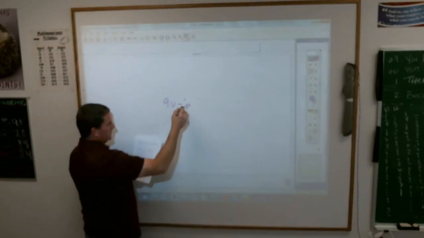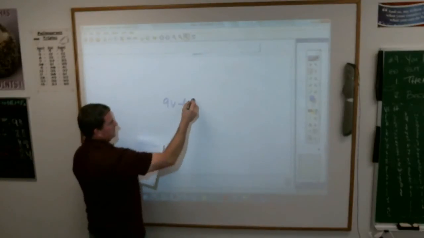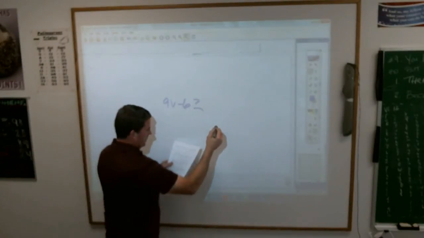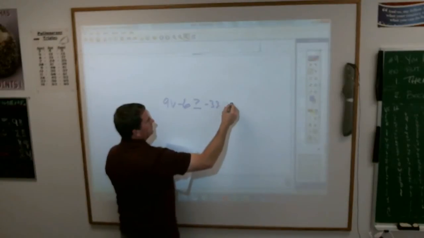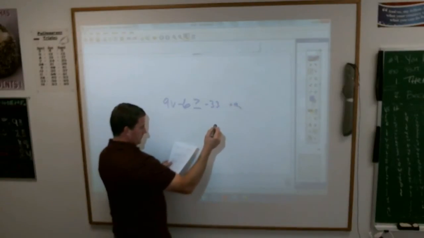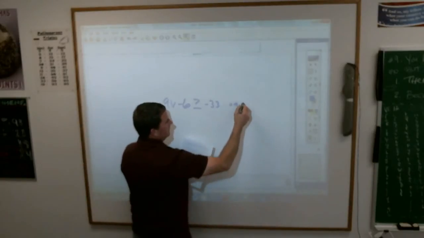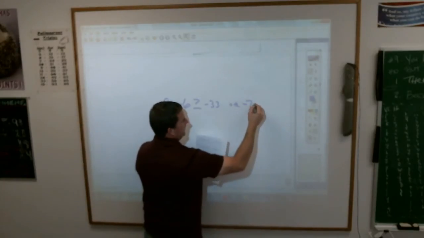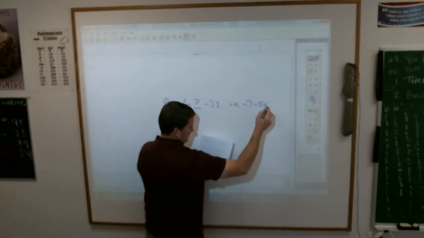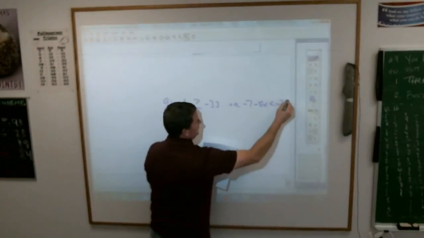9b minus 6 is greater than or equal to negative 33, or, did I say 16? Yeah. Negative 7, negative 5x, less than negative 22.